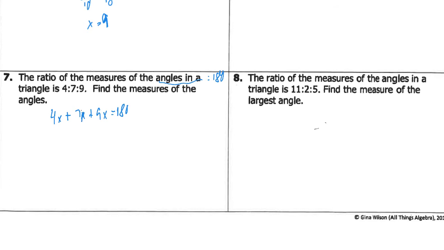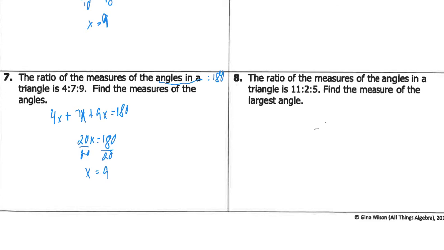There we go. So 4x plus 7x plus 9x equals 180. And now you just add them together, divide by the sum. All right, so we have 16 and 4 makes 20x. So 20x equals 180. Divide by the 20. So x looks like it's going to equal 9 again.